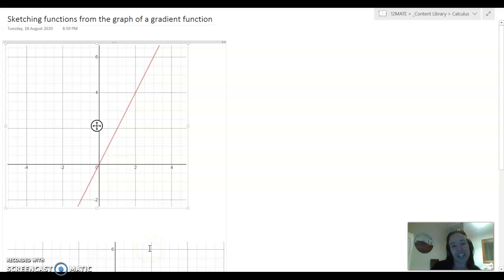Okay, so today we are going to be looking at sketching the functions from the graph of a gradient function. So this graph over here is my gradient function. So this is the gradient. We have been doing the gradient function from the original equation. Now we're going backwards. What would the original equation look like?